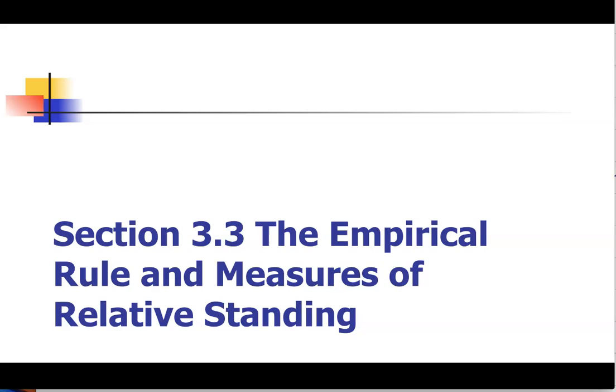Section 3.3, we're going to look at what's called the empirical rule and measures of relative standing. So this is going to allow us to identify the range of values associated with a percentage of our data, as well as finding ways to describe where a data value lies within a distribution.